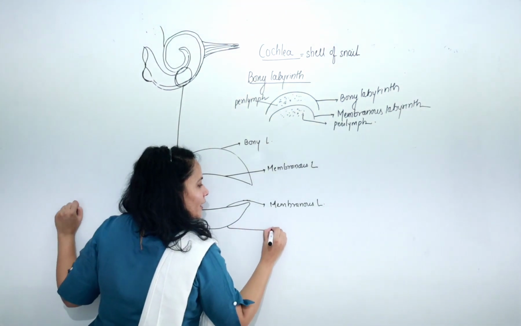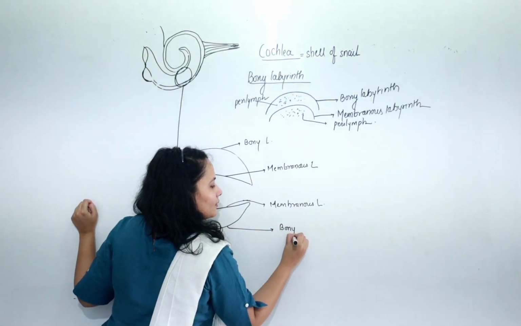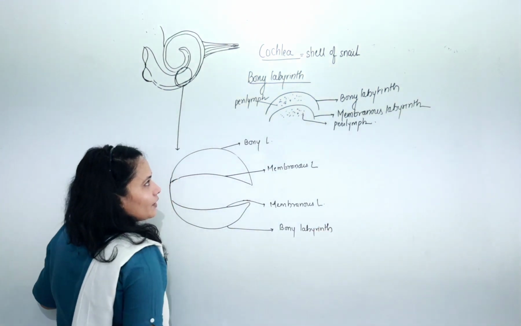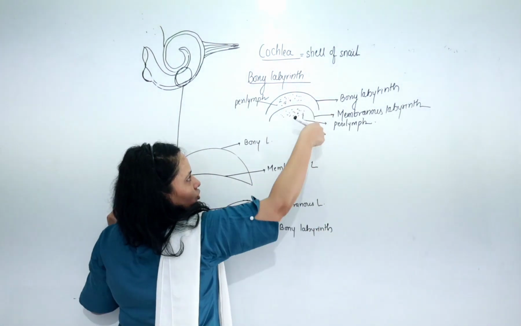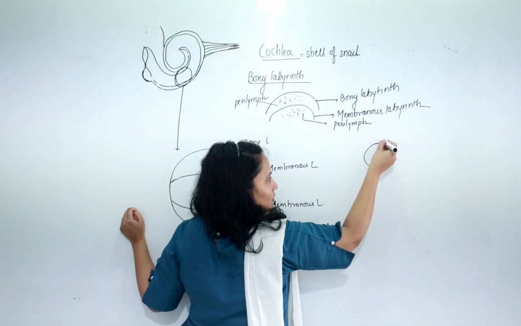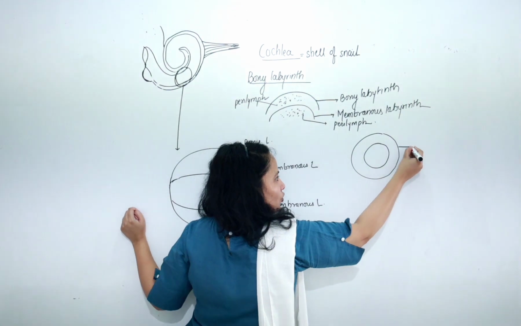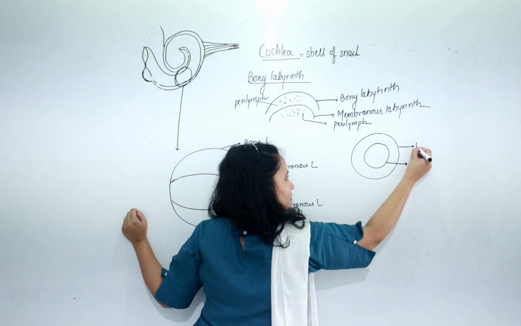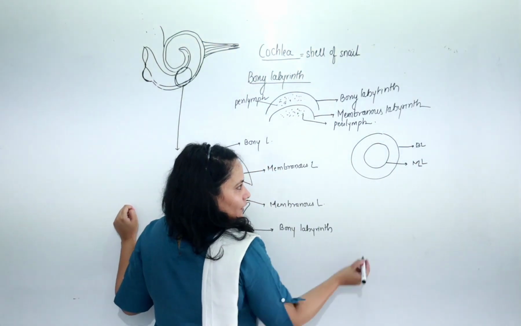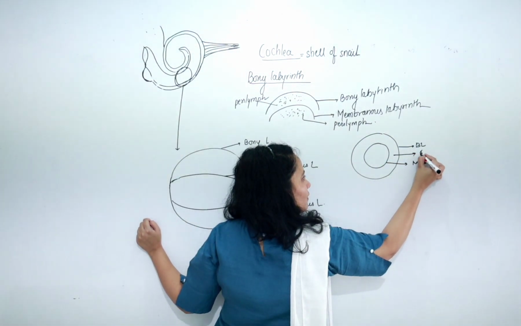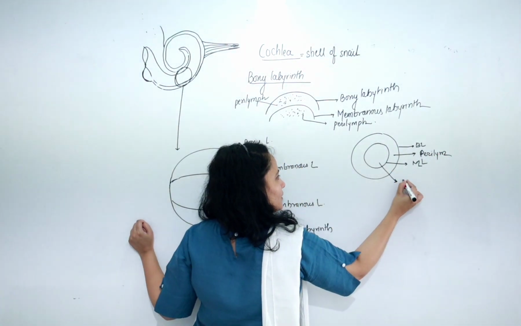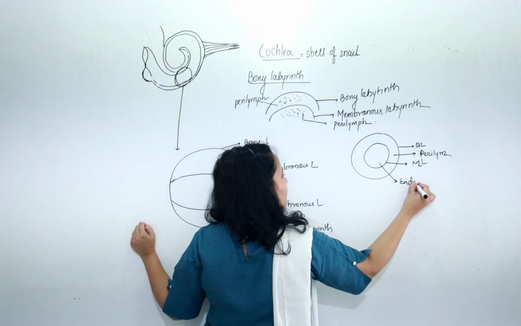And here it comes again, the bony labyrinth, because this is a whole round structure. I am explaining again: suppose you take it like this, this is the bony labyrinth, this is the membranous labyrinth. Here is the perilymph, and inside this is the endolymph.